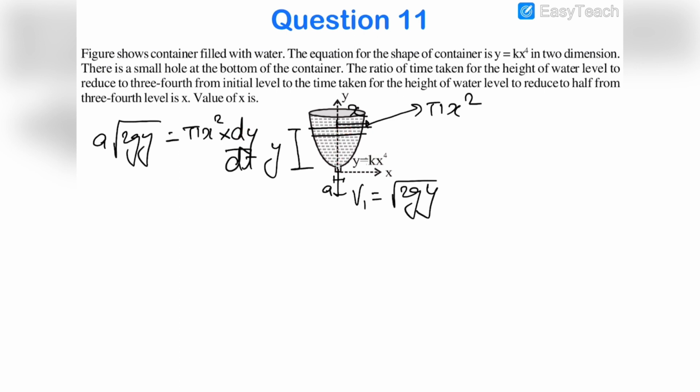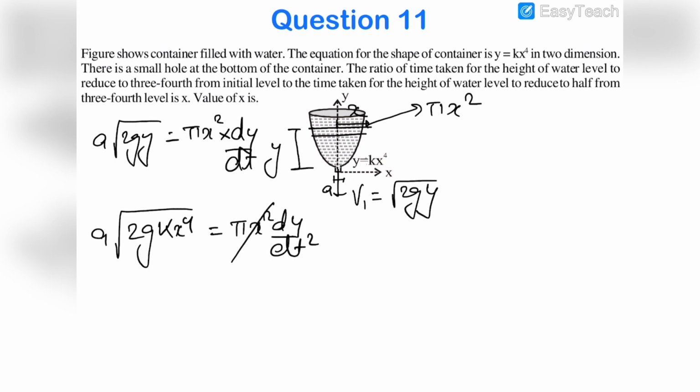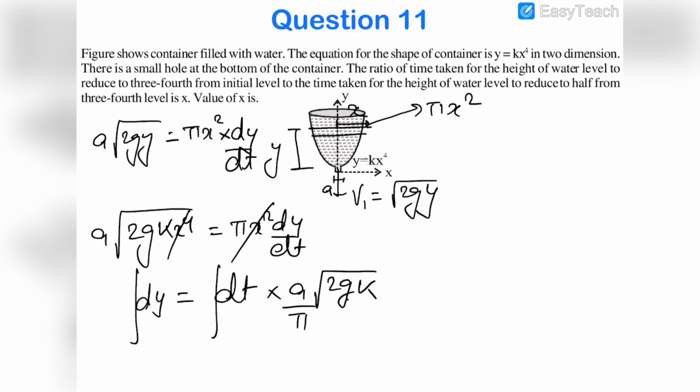The value of y is kx to the power 4, so this is a into under root of 2g kx to the power 4 is equal to pi x square into dy by dt. You can easily see that the x to the power 4 cancels out. So dy is equal to dt into a under root of 2g k divided by pi. Integrating both sides, the limit of y will be h initial to h final. So h final minus h initial will be equal to t, from 0 to t, into, let's suppose this is c.